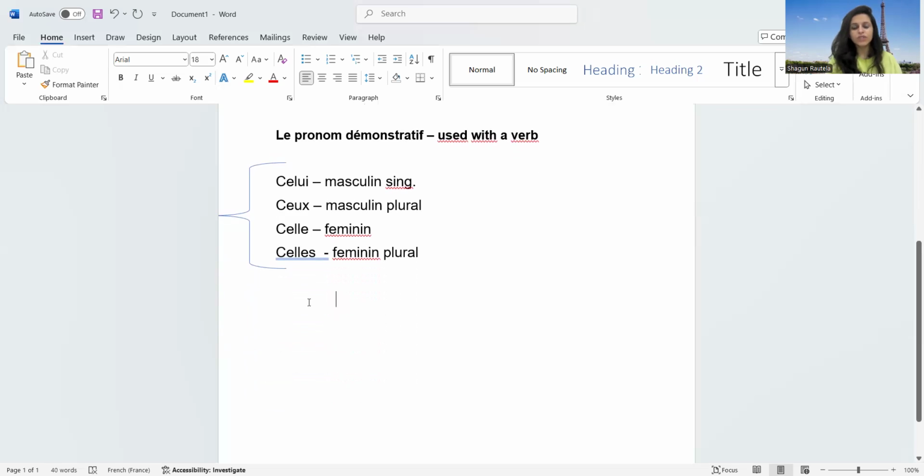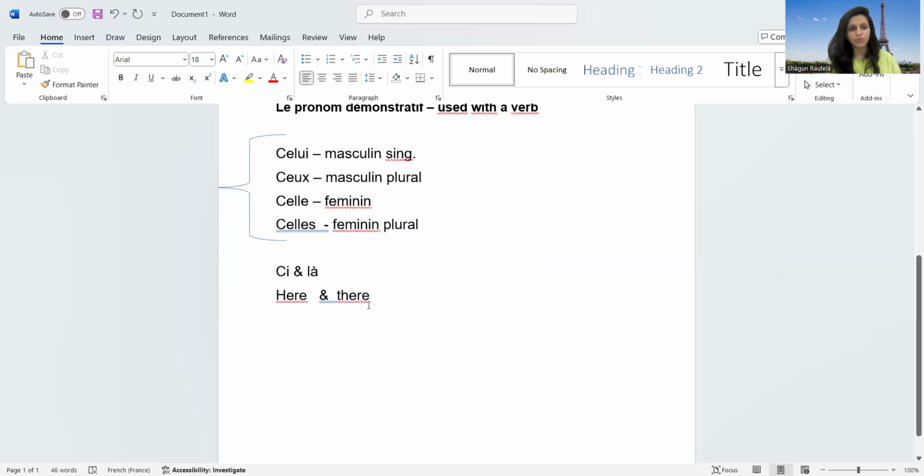Okay, and there's also one thing that you need to remember. There are two important things, ci and là. Okay, that's called here and there. So these are directions. We also write directions with pronom démonstratif. Okay, how do we write directions with pronom démonstratif? Let me just give you one example. There are three important notes that you need to keep in mind. Okay, so I'm writing those three important notes here in the video. Stay till the end because I'm going to ask you a few questions so that you can understand whether you've understood this topic well or not.